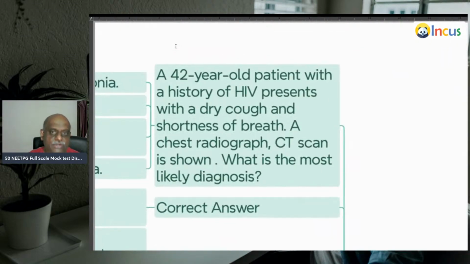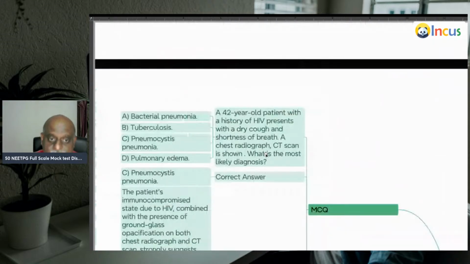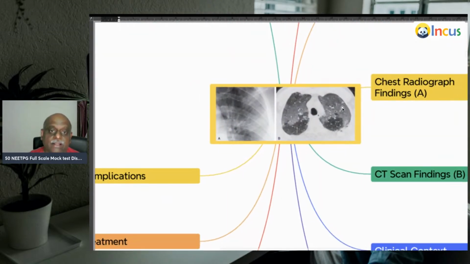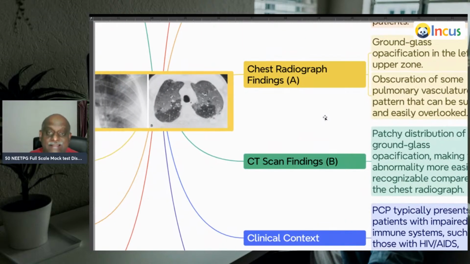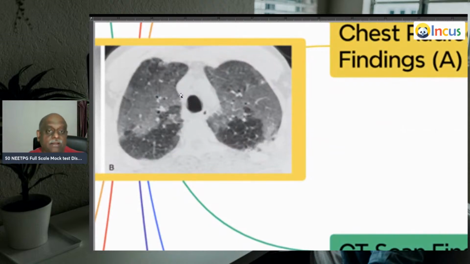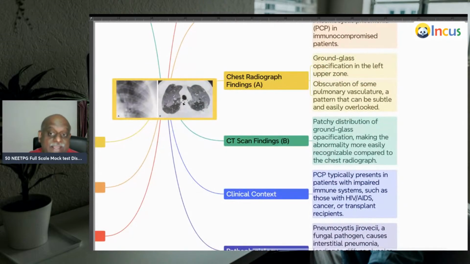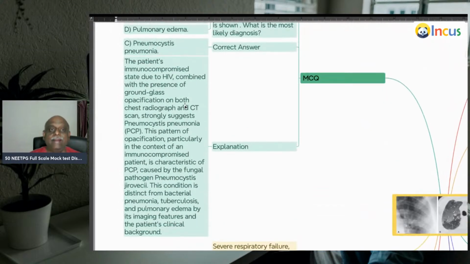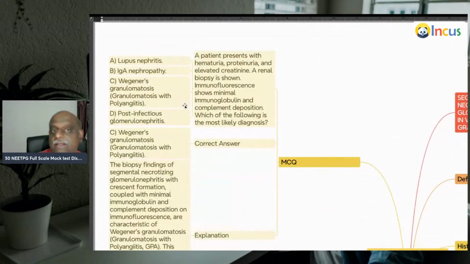A 42-year-old patient with a history of HIV with dry cough and shortness of breath. So what are you able to see here, doctor? X-ray and the CT. Typically, there's a patchy distribution, ground glass opacification, which is interstitial pathology in a retroviral patient. Characteristic of pneumocystis pneumonia is what you should remember.